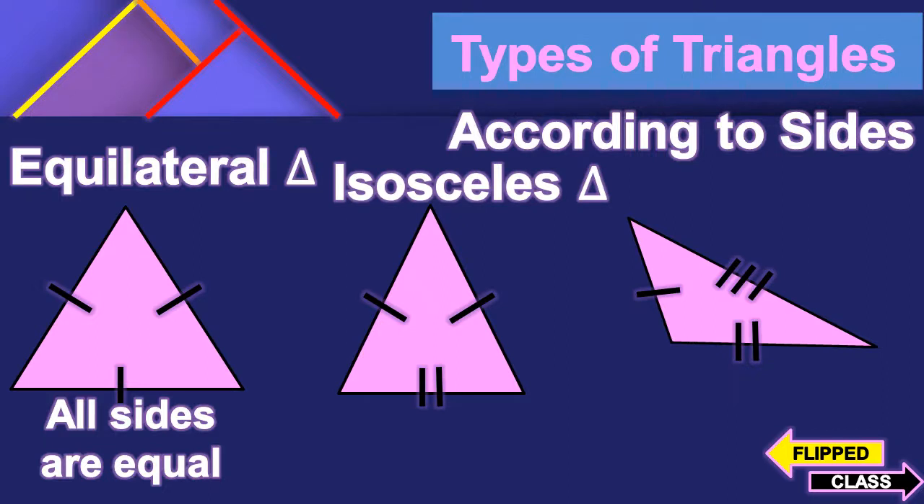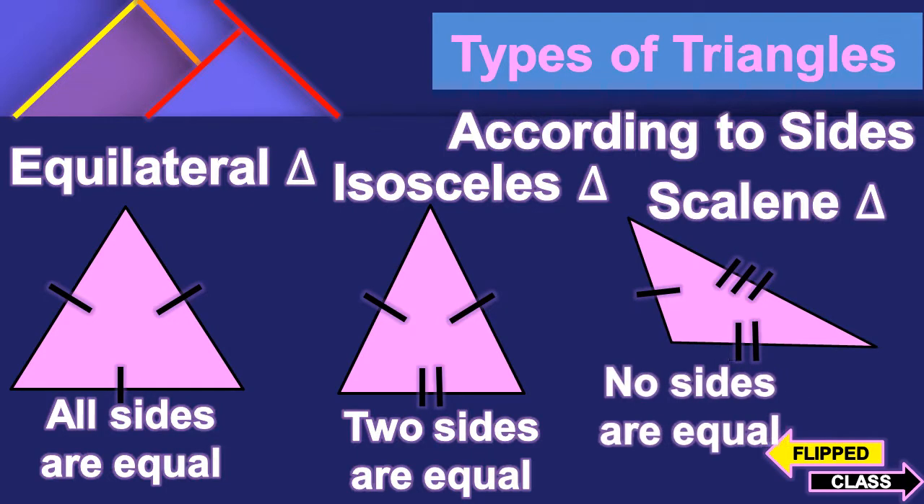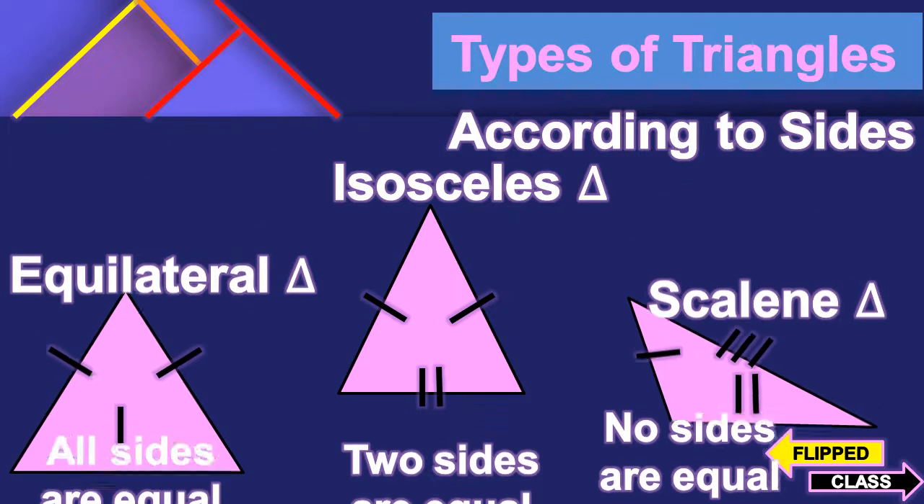The second type of triangle is considered an isosceles triangle, wherein only two sides are considered to be equal. And the last type of triangle is named a scalene triangle, wherein, as you have noticed, no sides are considered to be equal. These are the three types of triangles according to sides.